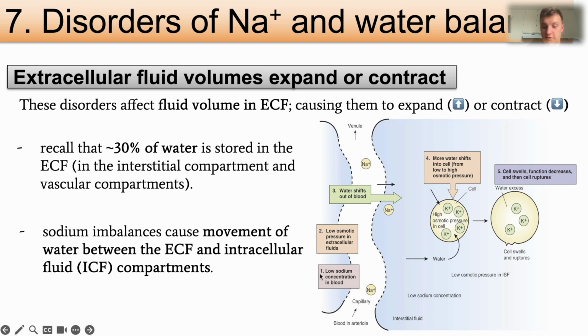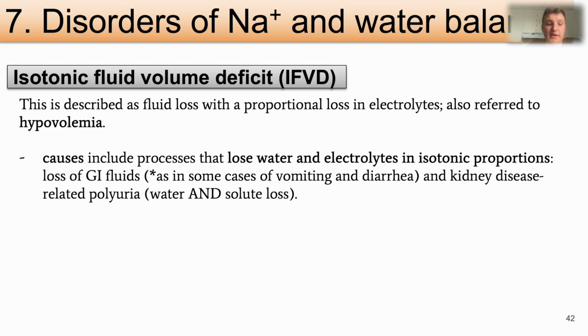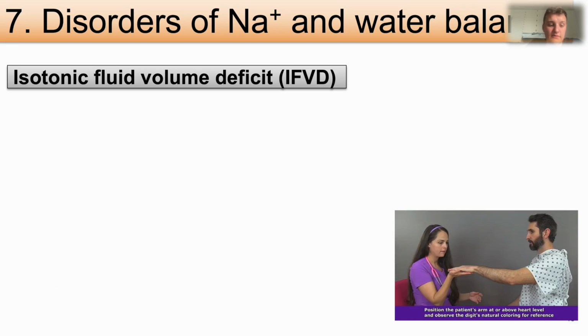Over here you see low sodium concentration in the blood, so low osmotic pressure in the extracellular fluid. So water shifts out of the blood and more water shifts into the cell from low to high osmotic pressure, and the cells swell, their function decreases, and they rupture.